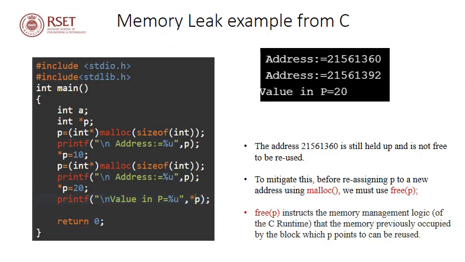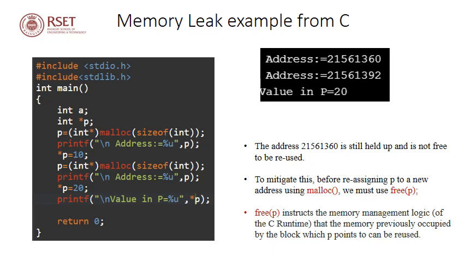So here is yet another example for memory leak from C. In this program, we have an integer pointer P. When we execute the statement P equal to int star malloc sizeof int, 4 bytes of memory will get allocated and P will point to the starting address of the memory. And we are just printing the starting address using the printf statement. After that, we are assigning the value 10 to the memory location pointed to by P.